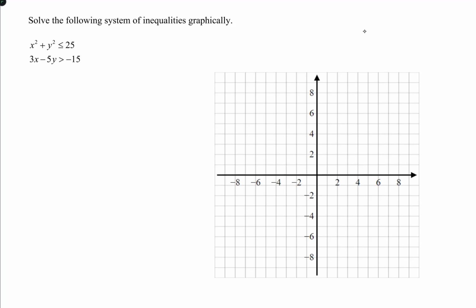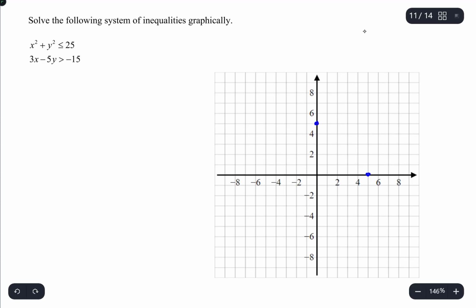Solve the following system of inequalities graphically. First, we have x squared plus y squared is less than or equal to 25. So you should recognize that equation as the equation of a circle, and the circle is centered at the origin with a radius of 5. So let's go ahead and draw that in.